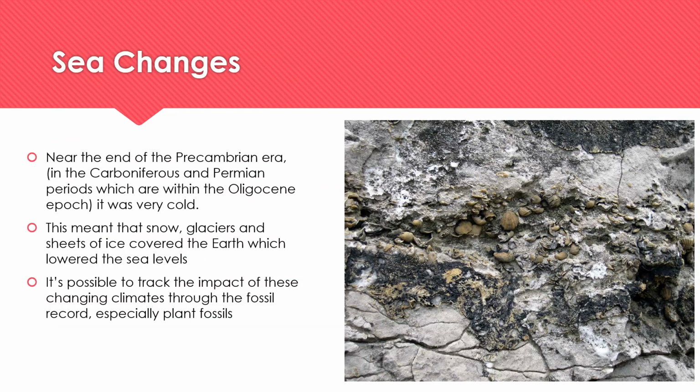This can also lead to changes in sea levels, and that's another thing scientists like to look at. Now, near the end of the Precambrian era, which is in the Carboniferous and the Permian periods, which are in the Oligocene epoch, it was very, very cold at this time. So you've got lots of snow, glaciers, and sheets of ice covering the Earth. That water had to come from somewhere, so it would come from what should have been in the sea, and because that water got locked up in solid ice, it caused the sea levels to drop. In turn, if that all melts, it would cause the sea levels to rise.